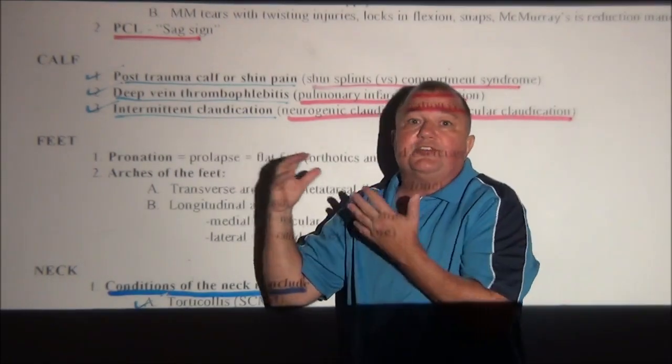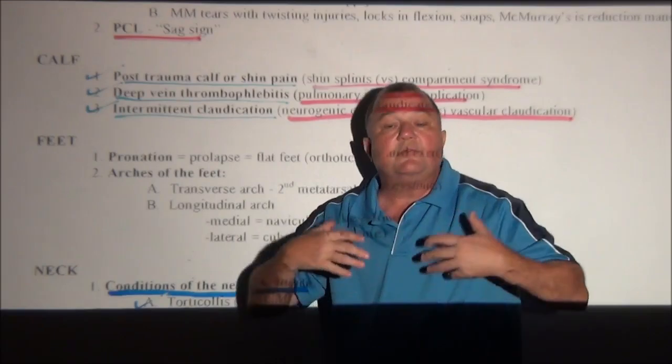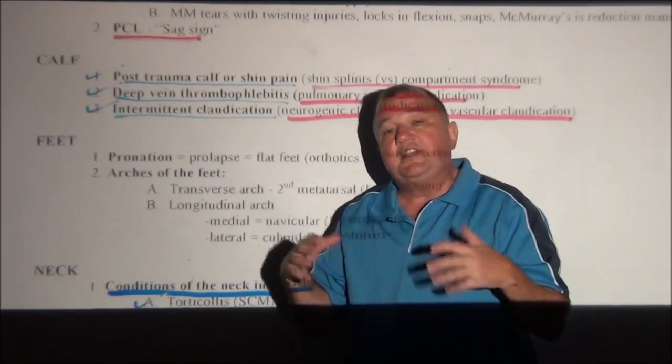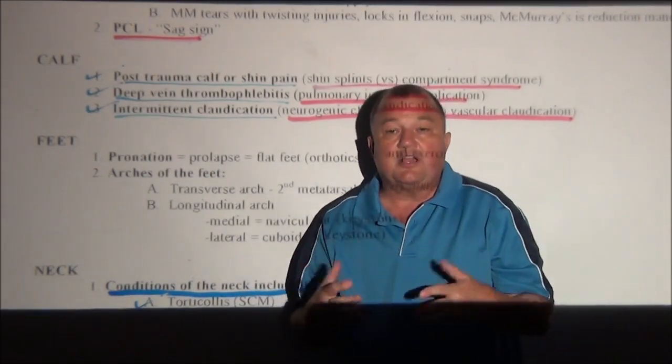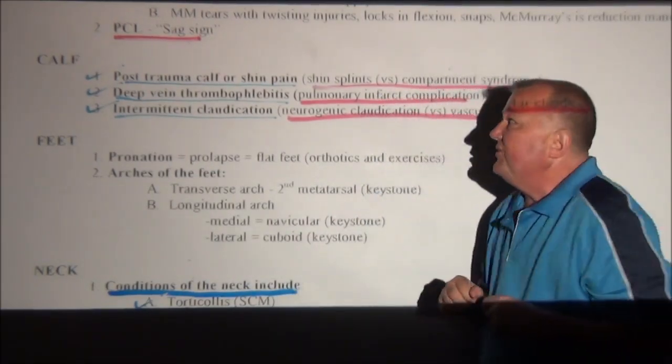Intermittent claudication. There's neurogenic and there's vascular. Neurogenic we can manage. Vascular we should be co-managing. So these are all situations that we've kind of got to talk about. So let's take each one, tease it apart, and make sure that you can tell the difference.